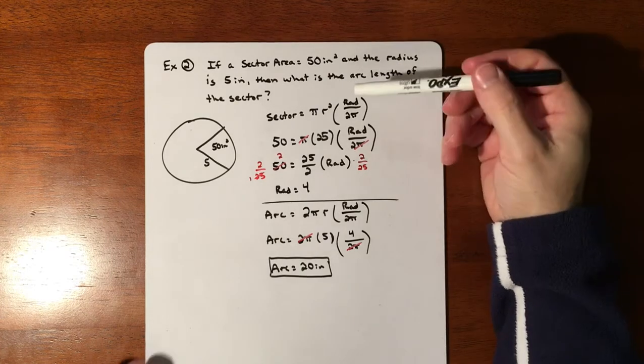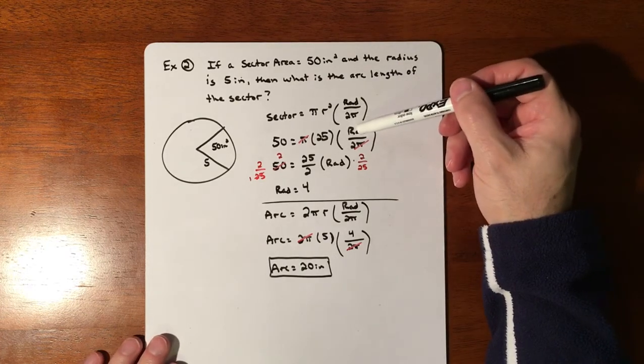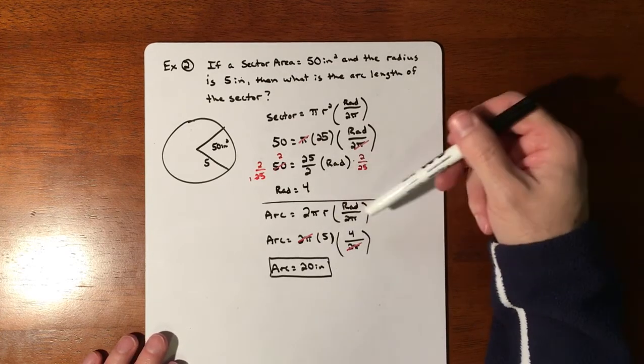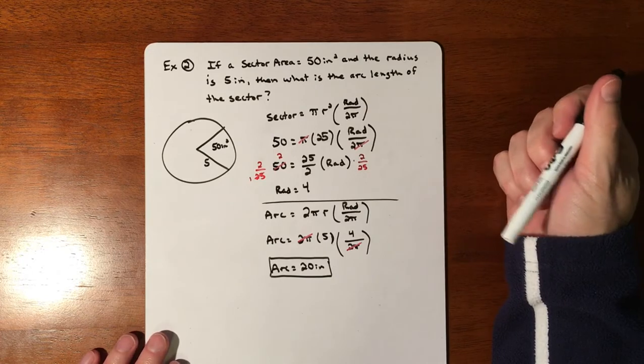Okay. So that was a problem, kind of mixing them all together. So we just started off with what we knew, solved for a missing piece, and then that missing piece we were going to use to continue to finish off the problem, to find our arc.